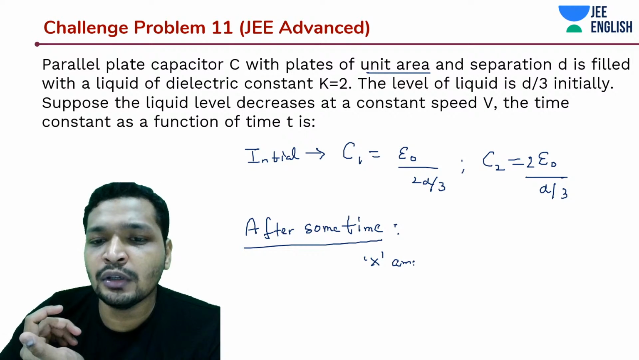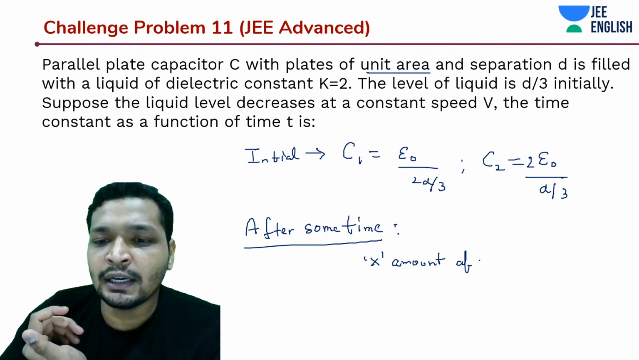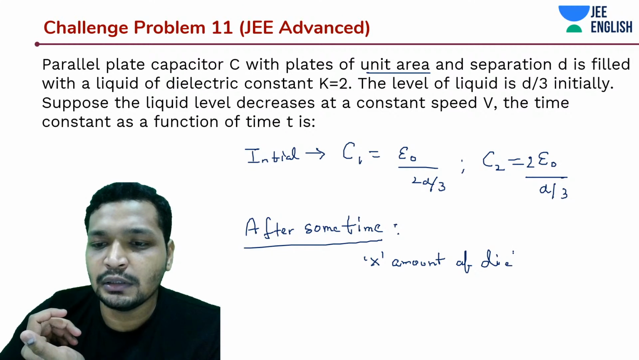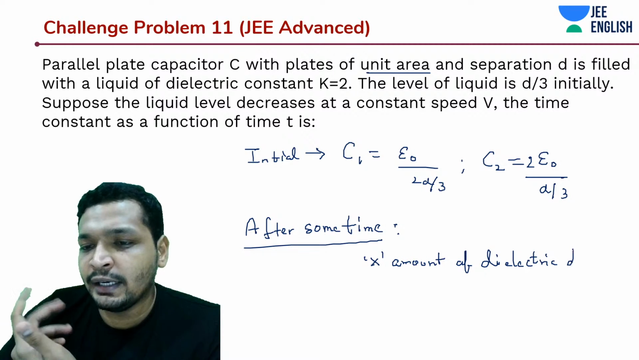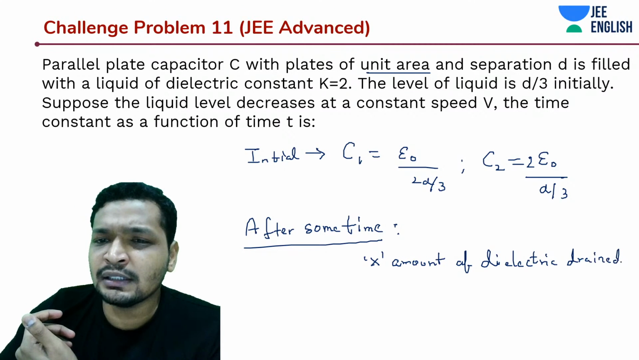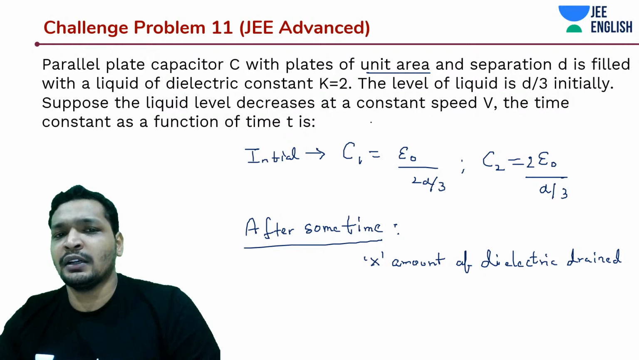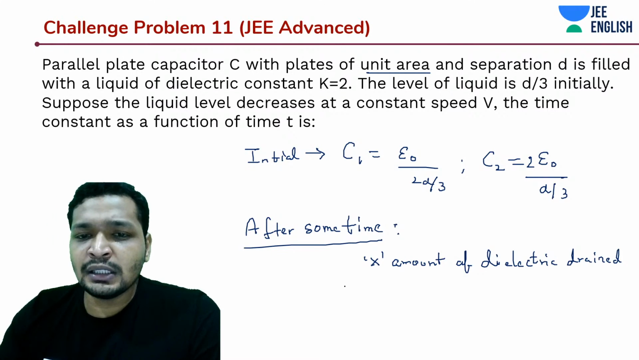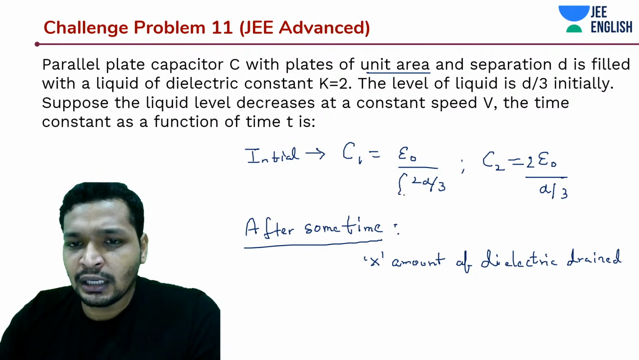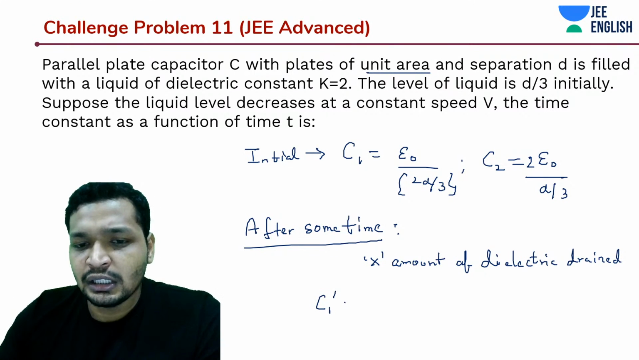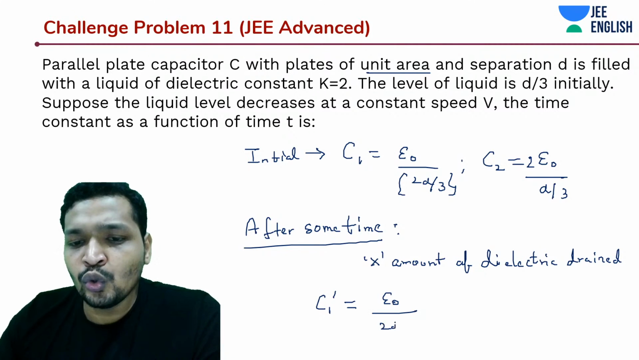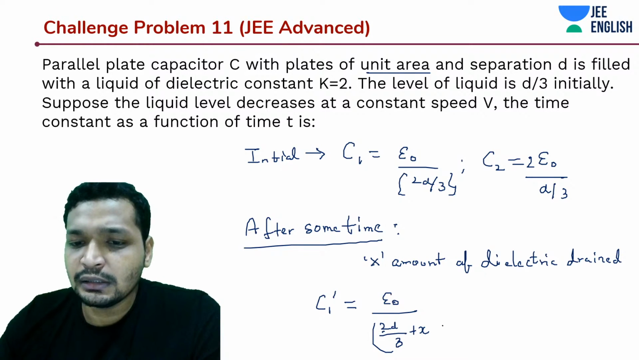X amount of dielectric drained. Okay, drained or reduced. In this case they are just saying it is flowing out, so I'm writing it down as drained. That means this distance now, I'm going to label this one as C1 dash. C1 dash has become epsilon naught over 2d by 3 plus x.